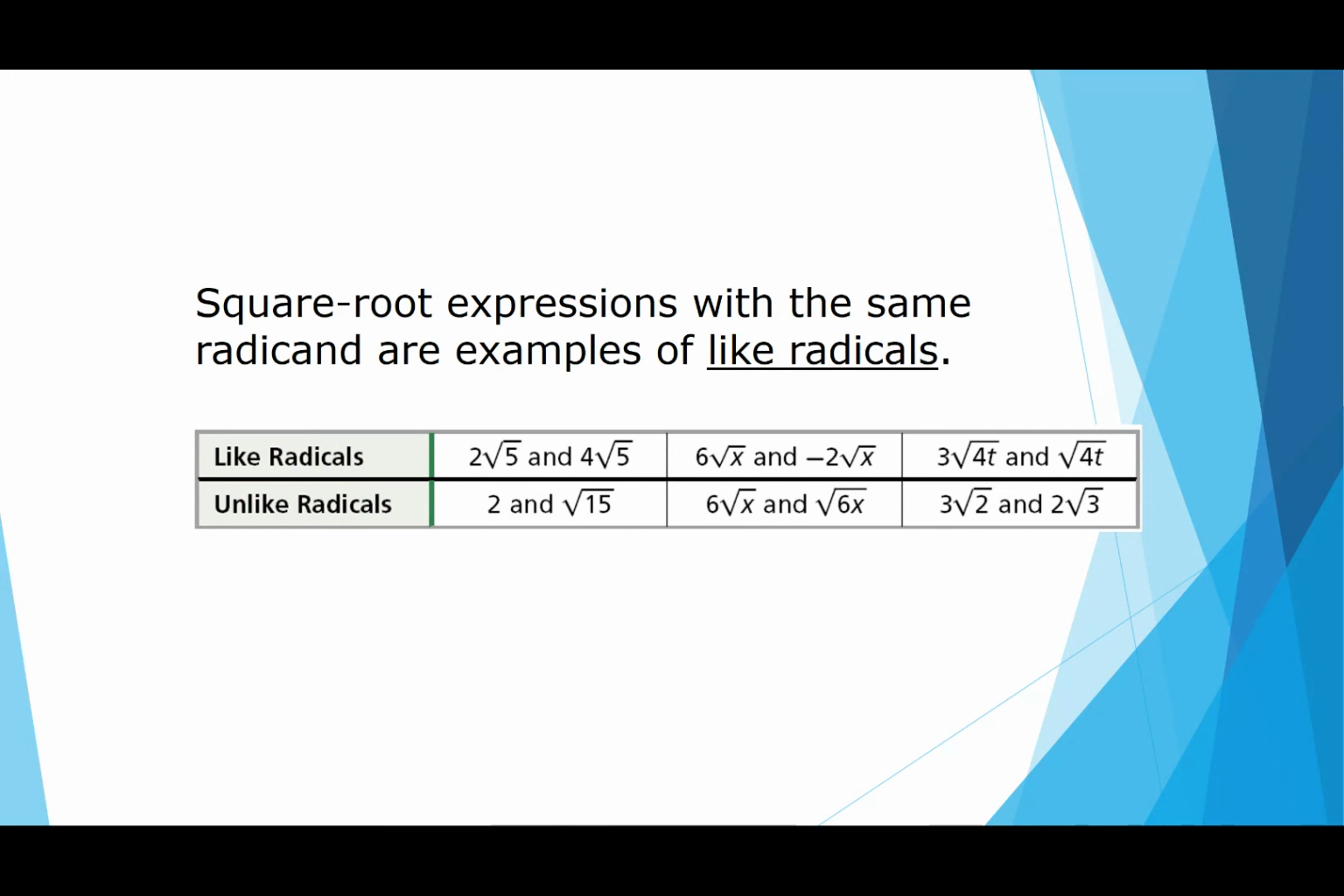Well, first, here's an idea of what like radicals are. Like radical terms are any terms that have the same exact radical in them. So you can see 2 square root of 5 and 4 square root of 5 both have the square root of 5, so therefore they're like radicals. These both have square root of x, so they're like radicals. Square root of 14, square root of 4t, again, all like radicals. They're not like radicals if obviously the radicals are different.